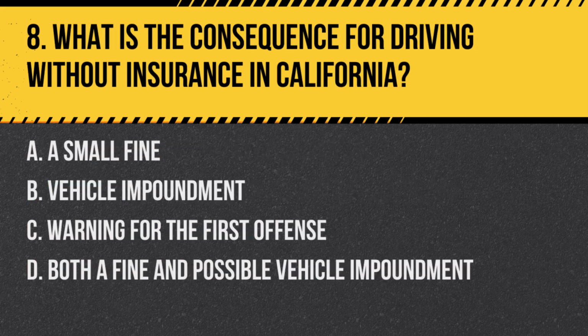Question 8. What is the consequence for driving without insurance in California? A. A small fine. B. Vehicle impoundment. C. Warning for the first offense. D. Both the fine and possible vehicle impoundment. Answer. D. Both the fine and possible vehicle impoundment. Driving without insurance carries serious penalties, including fines and impoundment.